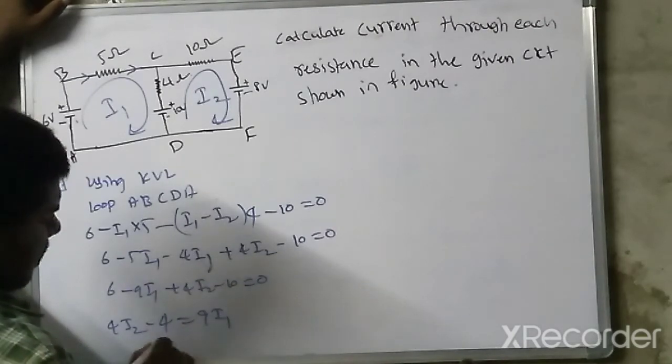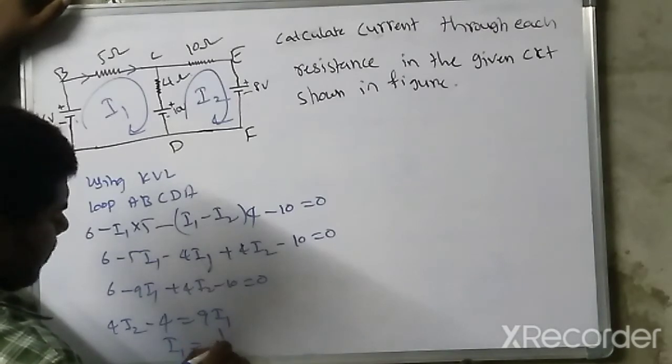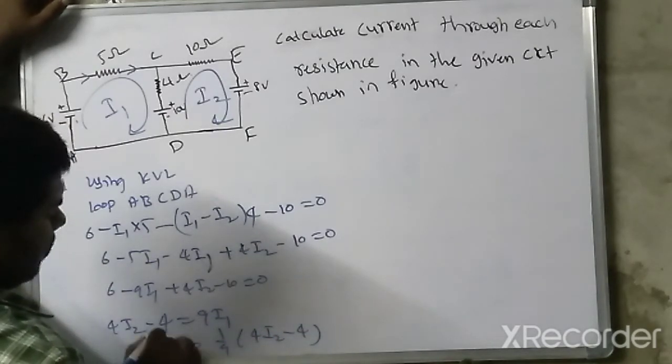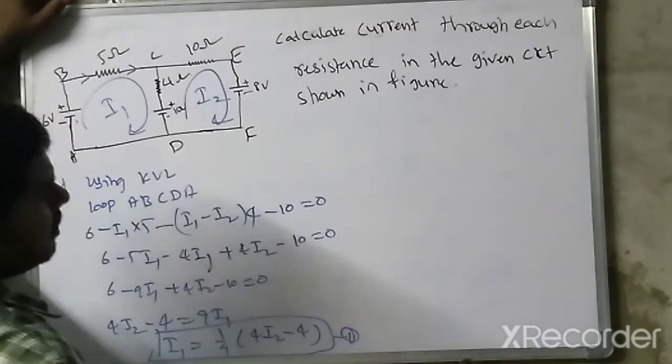From this one, I1 is equal to 1 by 9 of (4 I2 minus 4). This is the I1 value, and this is equation number 1.